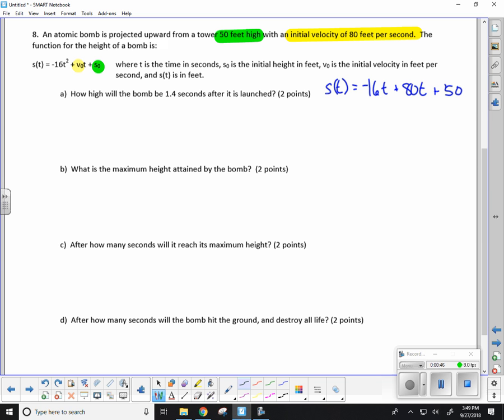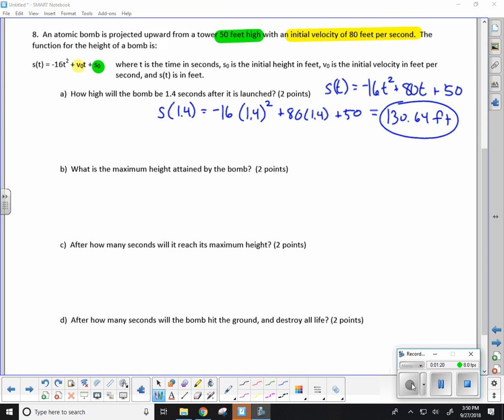So here, we want the height after 1.4 seconds, and the way we're going to find that is by plugging that in. Negative 16 times 1.4 squared, forgot my squared over here, and plus 80 times 1.4 plus 50, which is going to equal, let me pause this for a moment, and that's going to come out to 130.64 feet.